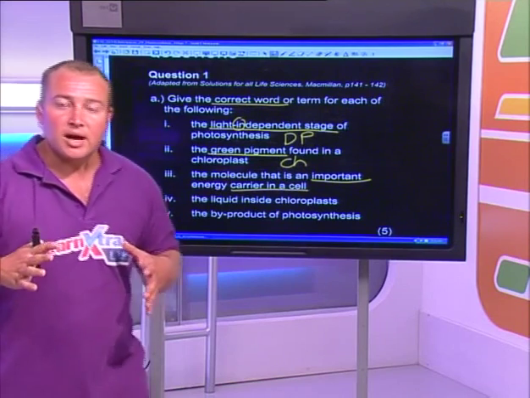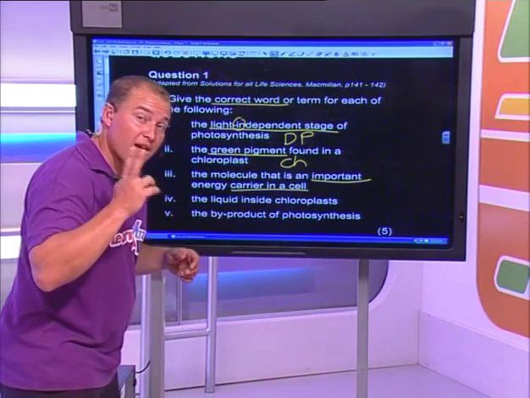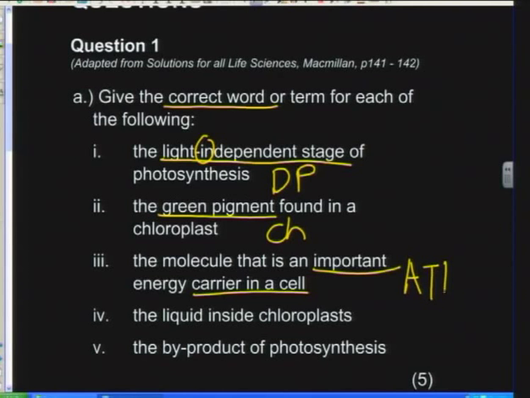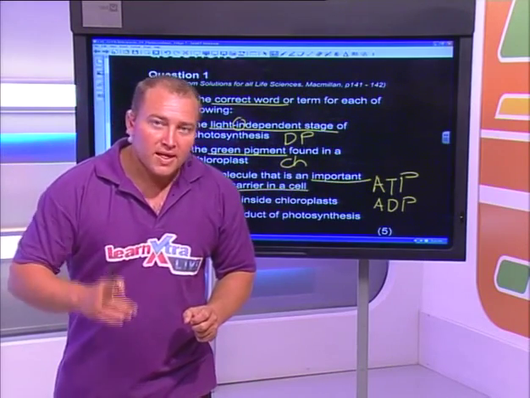It's very simple. Now, what molecule carries energy? Okay, we have the ATP and the ADP. We've got the two. Which one is the carrier? Which one has the energy? That is the main thing.